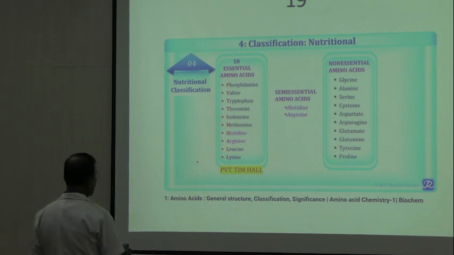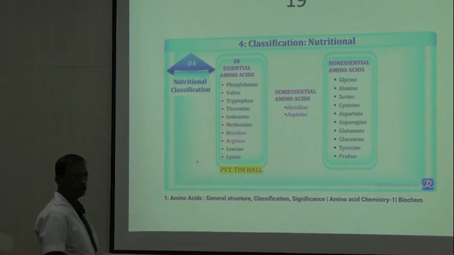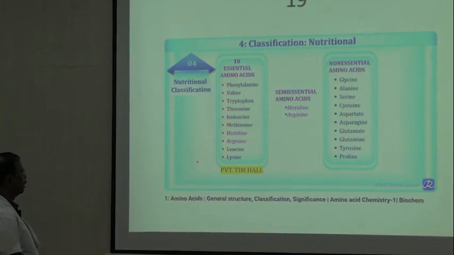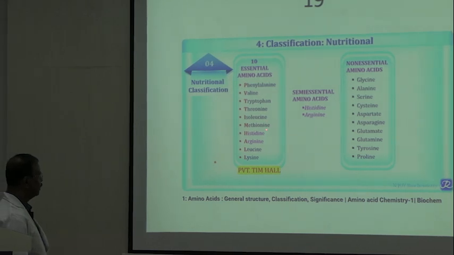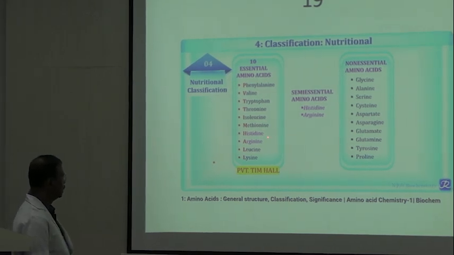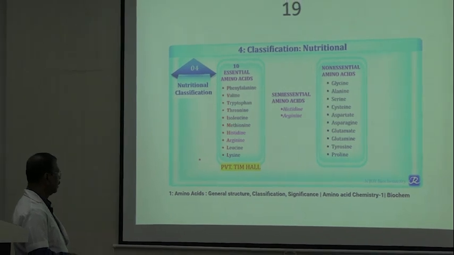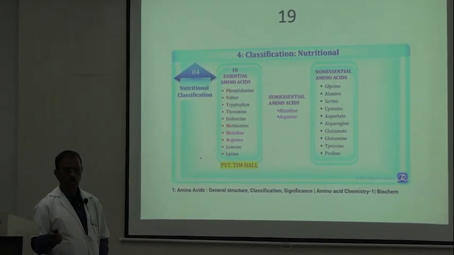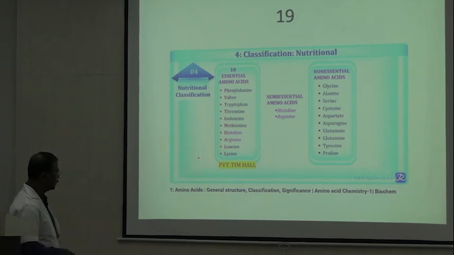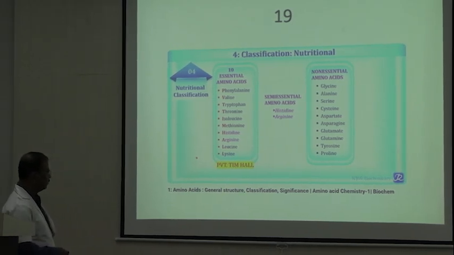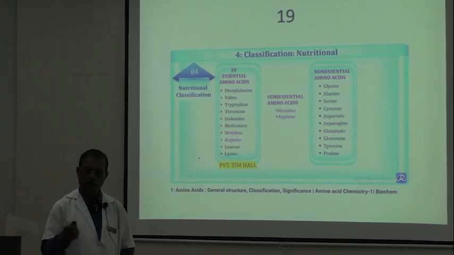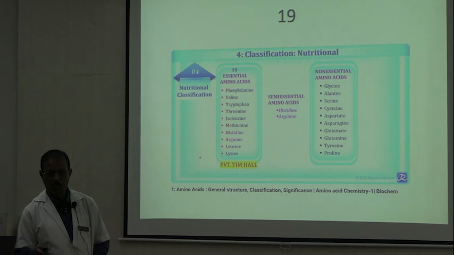They are phenylalanine, valine, tryptophan, threonine, isoleucine, methionine, histidine, arginine, leucine, and lysine. For easy remembrance, here one mnemonic is mentioned: private team hall. Private team hall, or you can develop your own in your books also.